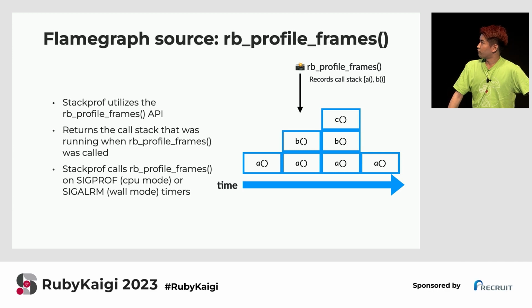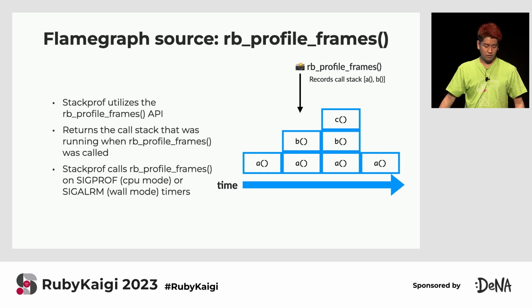The frames come, just as I said previously, StackProf uses the CRuby API rb_profile_frames. rb_profile_frames is a CRuby API that returns the call stack that was running at the time rb_profile_frames was called.